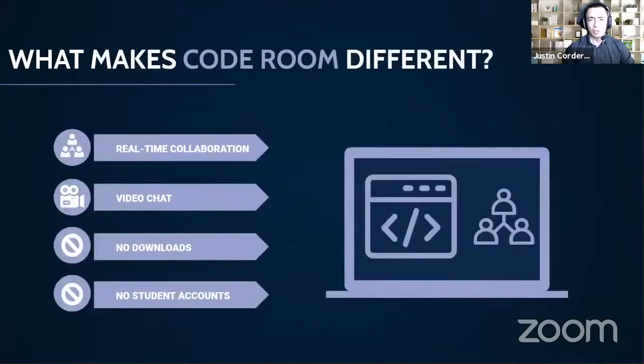So you might be wondering, what's the difference between Code Room and other online IDEs? Well, what makes Code Room stand out from the rest is that it provides both a code editor and a compiler that gives instant feedback about your code. It allows for real-time collaboration. It includes video chat capability, requires no downloads, and it doesn't even require students to create accounts.